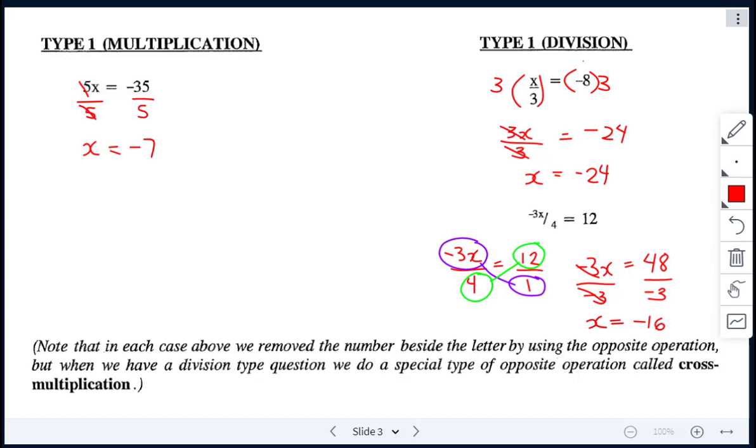All right, and then just the note here at the bottom. Note that in each case above, we remove the number beside the letter by using the opposite operation. But when we have a division type question, we do this special type of opposite operation, which is called cross multiplication, which we just did here.